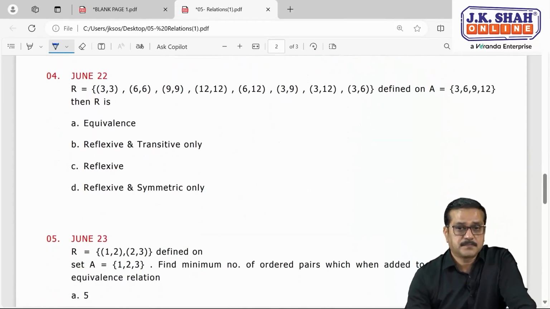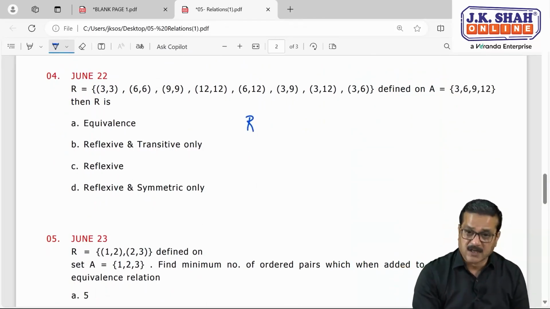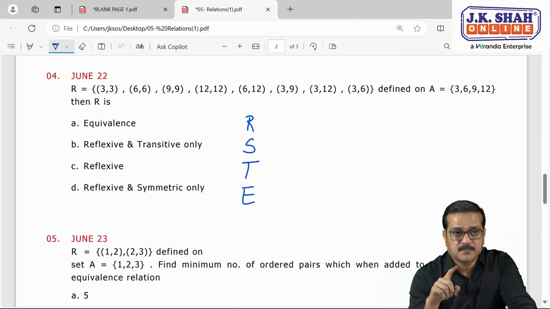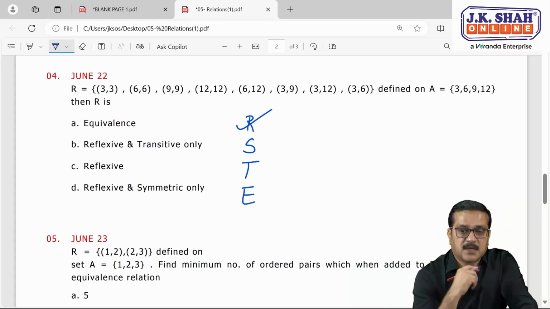June 22. Your R is defined on A = {3, 6, 9, 12}. Can I just finish off first of all? R: reflexive, symmetric, transitive, equivalence. Okay, let's check our R on all this. 3,3, 6,6, 9,9, 12,12 were all there. So it is reflexive. A,A, B,B, C,C were all there.